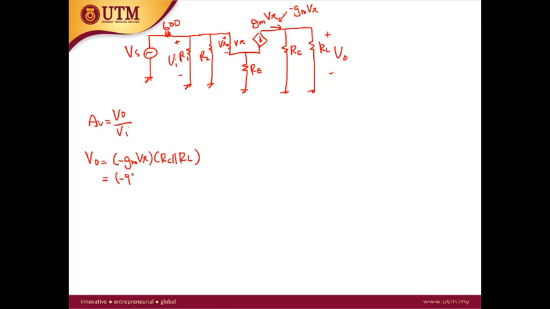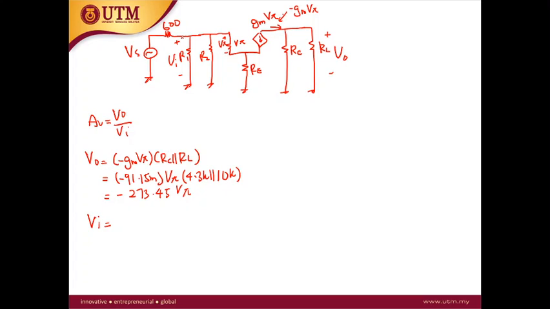So we insert the value. So we have V pi, RC is 4.3k, RL is 10k. So RC and RL in parallel is 3k. We have calculated this one. Okay, the calculation here: 91.15 times 3. So you got minus 273.45 V pi.